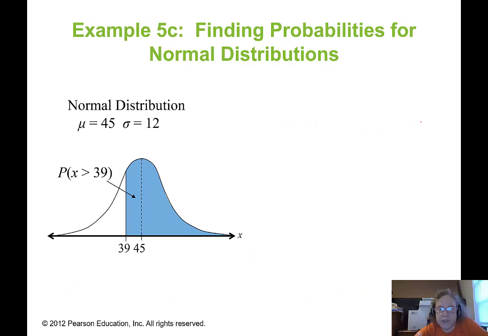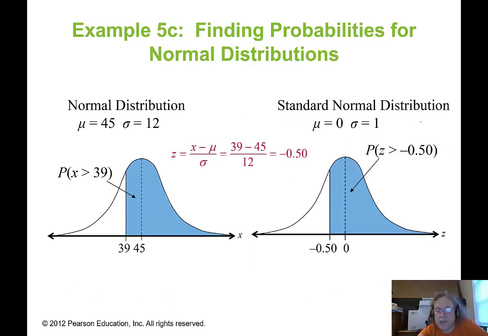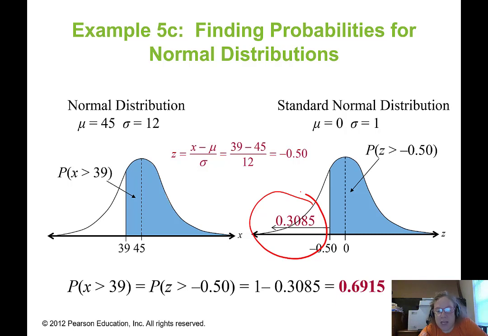And that is something that we can figure out using a standard normal table and the complement rule. So making that transformation so that we can find that probability z is greater than negative 0.50, we're going to have to find the probability first that a z is less than negative 0.50, because that's what our standard normal table knows how to do. It knows how to find cumulative probabilities from negative infinity up. Once we've done that, then we're going to take 1 minus that value, and we're going to find that the probability that a shopper is in the store for longer than 39 minutes is about 0.6915.